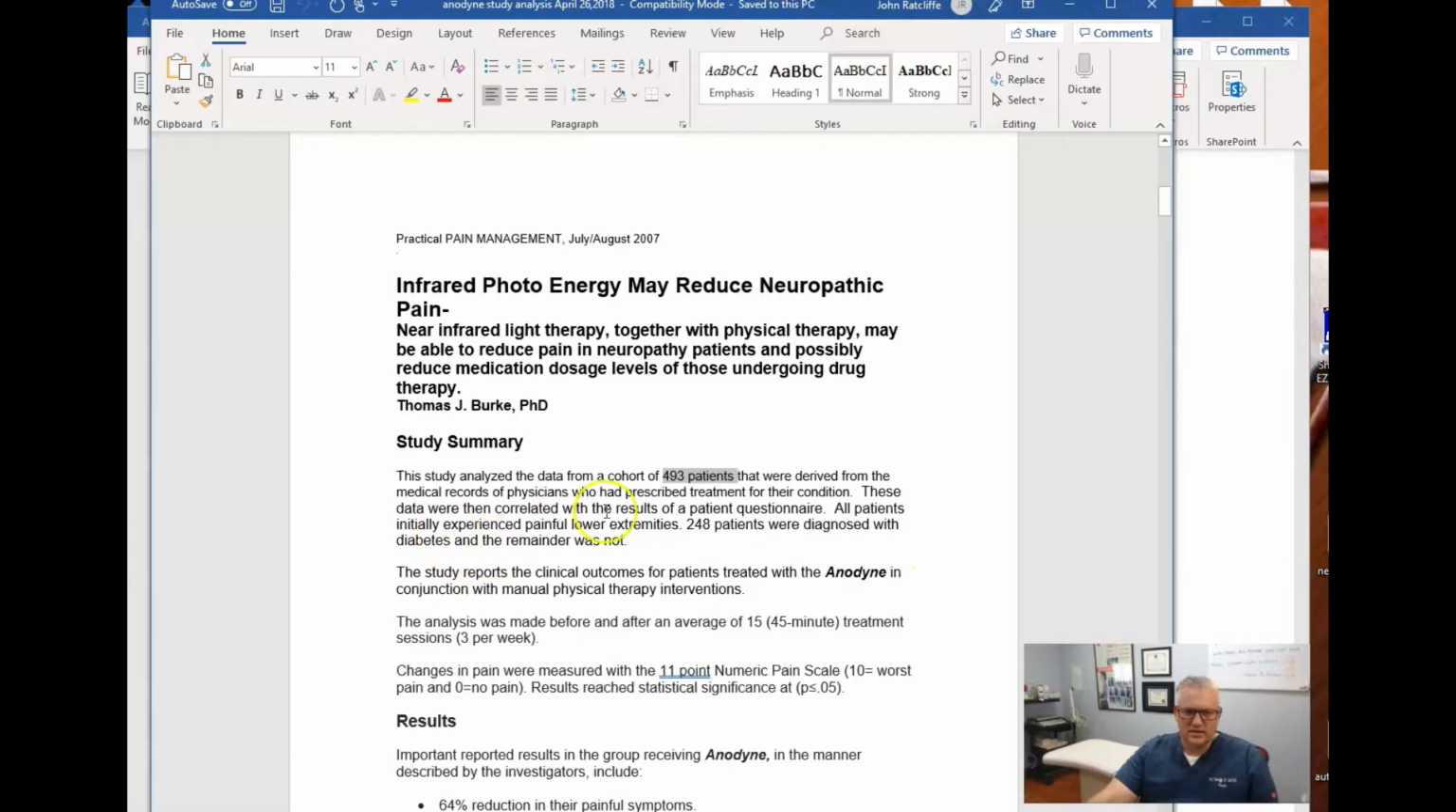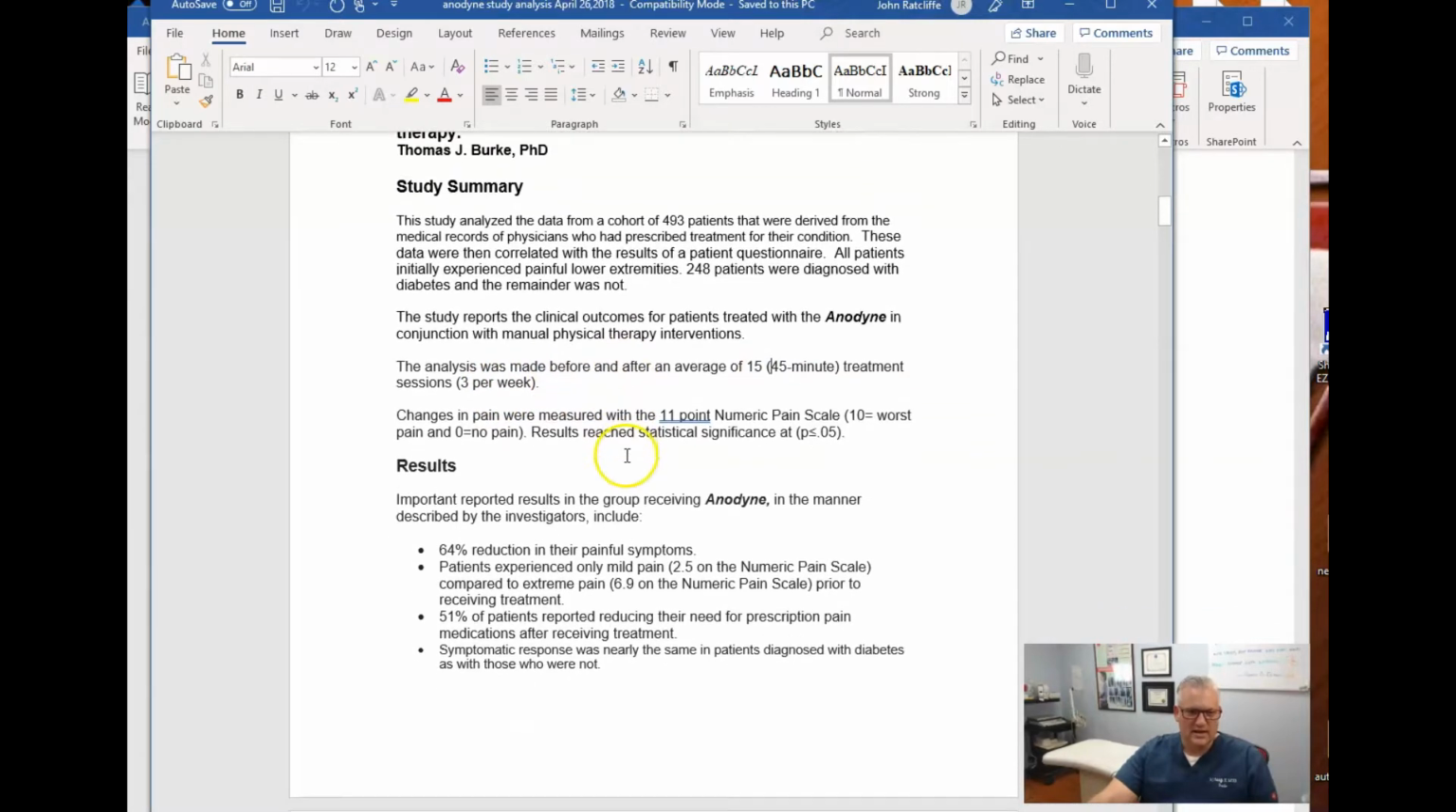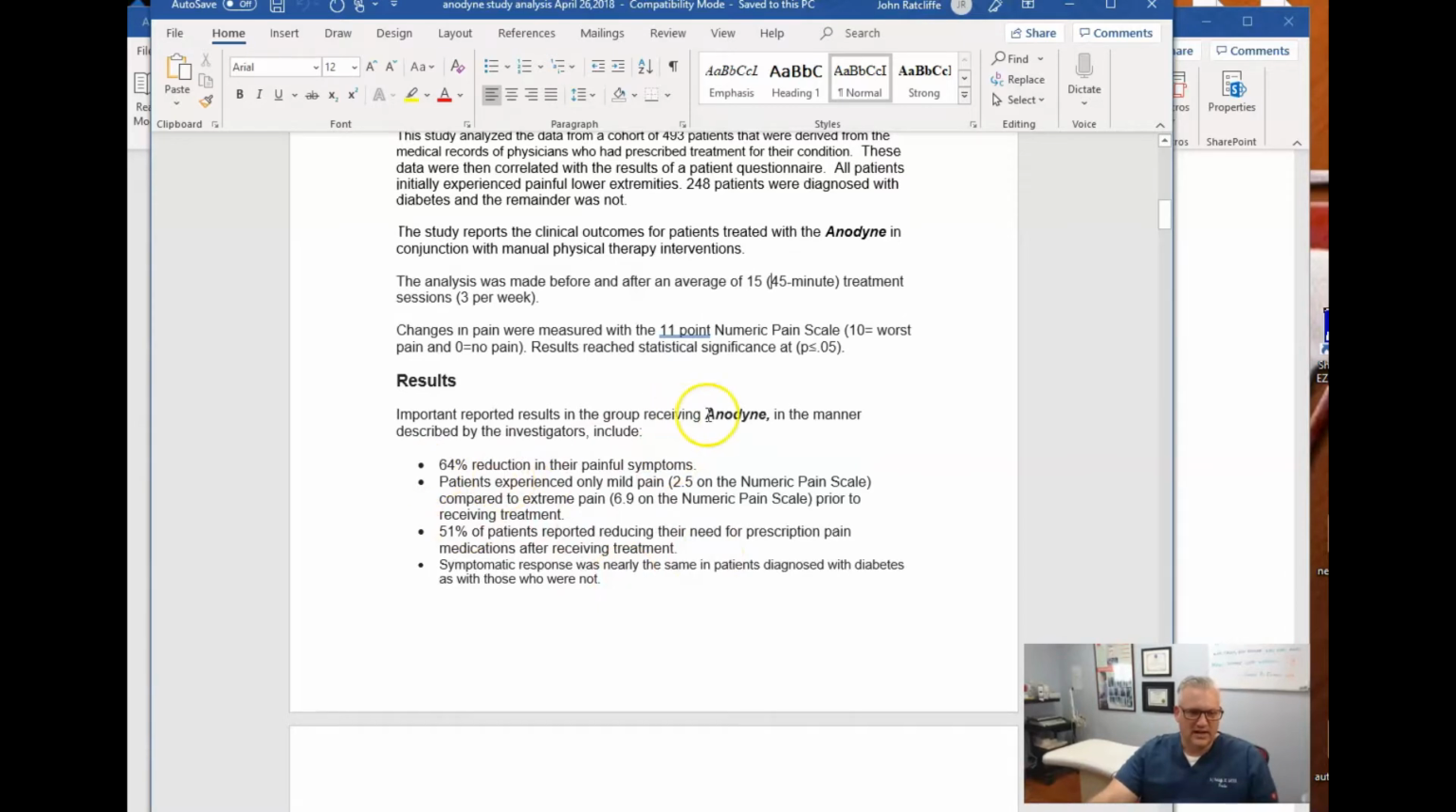All patients initially experienced painful lower legs. 248 of the patients were diagnosed with diabetes, and the remainder was not. The study reports the clinical outcomes for patients doing infrared therapy. So they did 15 45-minute sessions three times a week, and they checked pain scales and things like that. So results, infrared therapy, 64% reduction in painful symptoms.